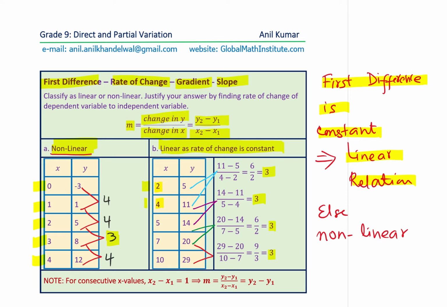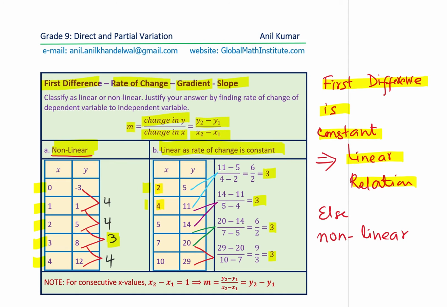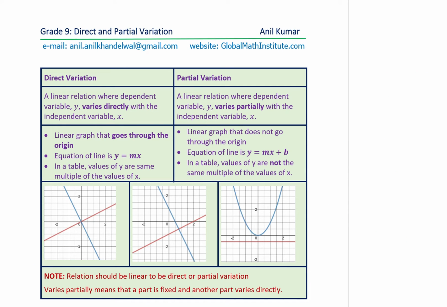In our examples, we are explicitly going to use this particular method if we have the values of x which are not consecutive. Okay, now let's look into direct and partial variation and some ways in which they are similar and in some ways they are different. You know how they are similar. So let's write down how are they similar.